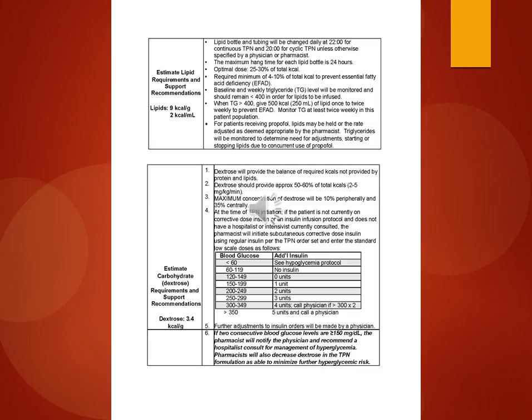Blood glucose adult insulin: more than 300, give 5 units and call a physician. Dextrose, 3.4 kcal/g. Further adjustments to insulin orders will be made via the pharmacist. 6. If 2 consecutive blood glucose levels are more than 150 mg/dL, the pharmacist will notify the physician and recommend a hospitalist consult for management of hyperglycemia.